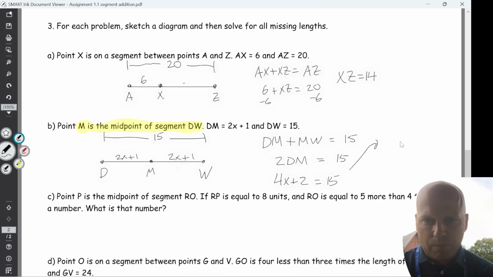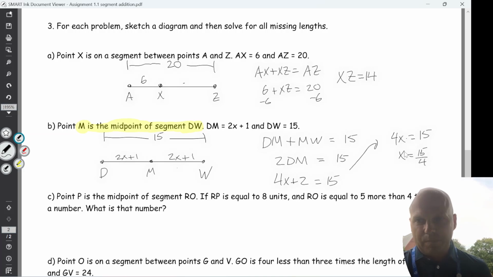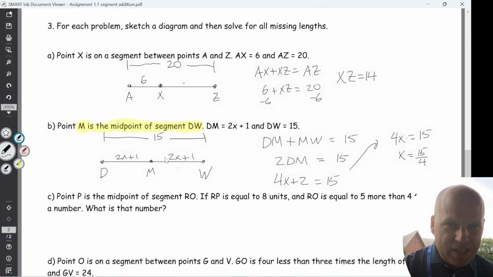Now, let's reveal the missing number by subtracting 2 and then dividing to get the missing number, this x number, which has to be 15/4. Or you know DM has to be 7.5. That's another thing you could have done.